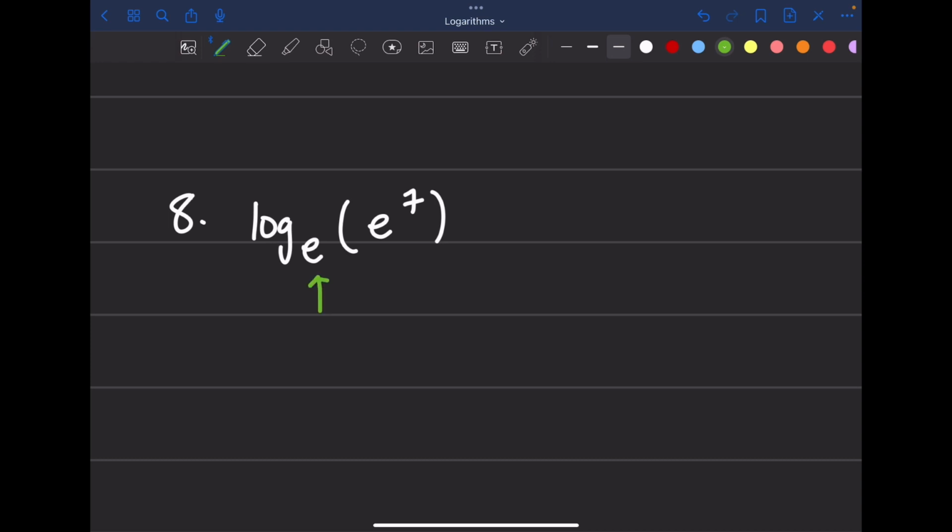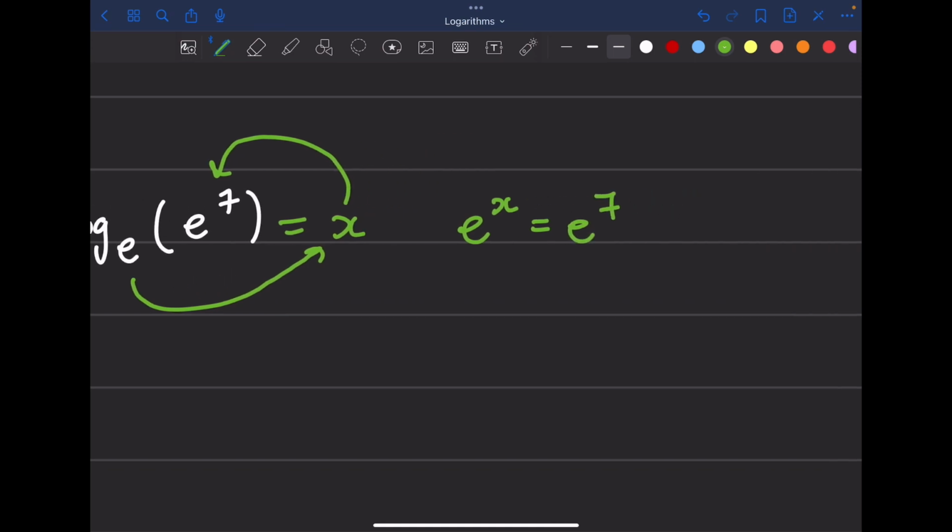Just because you saw an e, this is actually not a variable. It's kind of a constant, just like pi. It's one of those numbers that never end. So we abbreviate it into a letter instead of having a never-ending number. So first make it equal to x. After that, e to the power of x is equal to e to the power of 7. After that, pretty simple. Look at the exponents. Since the bases are the same, the exponents must be the same. So in this case, x is equal to 7.